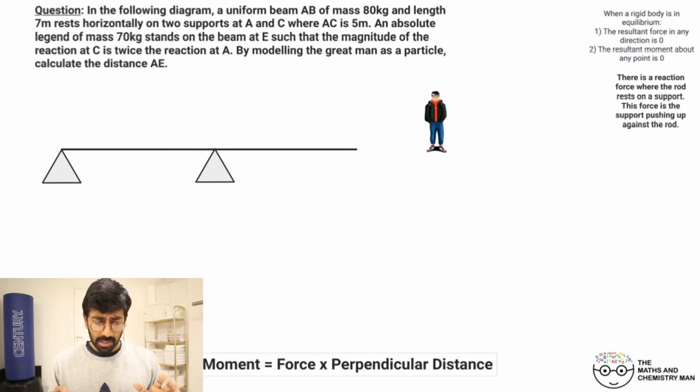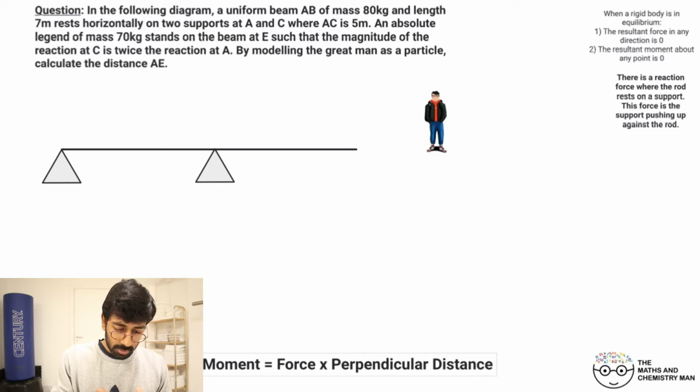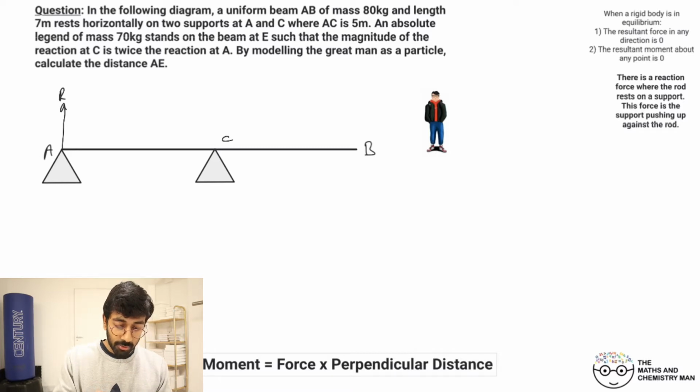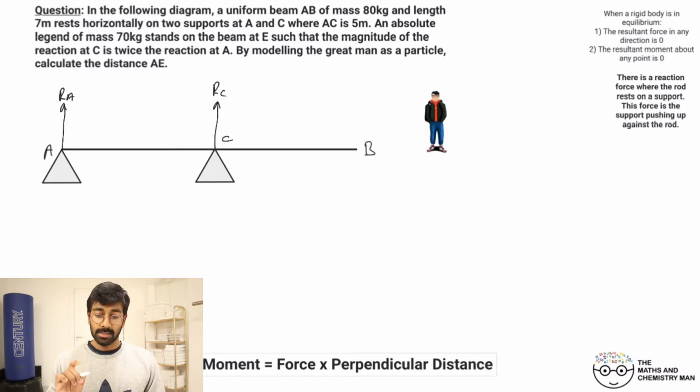So here's our first one. In the following diagram, a uniform beam AB, so we should label the start of the rod as A and the end as B. It's got a mass of 80 kilograms, a length of 7 meters, and it rests horizontally on two supports at A and at C. So if this support is A, that means this support must be C. Now remember, if the rod is resting on the supports, the supports are pushing upwards on the rod. So we need to put in a reaction force at A and a reaction force at C.